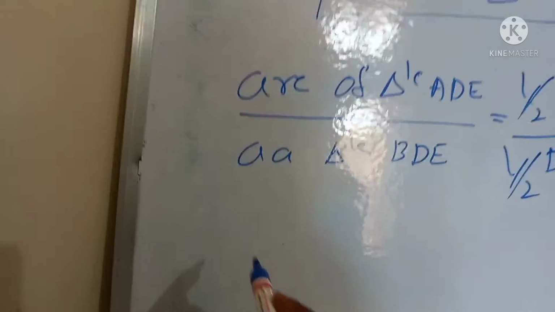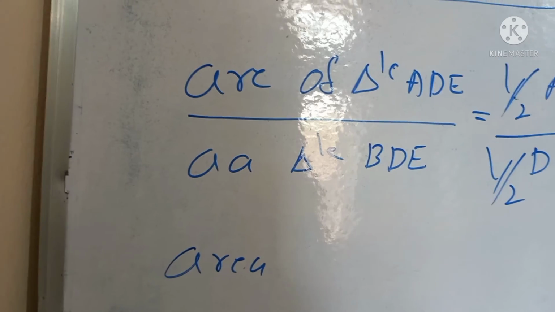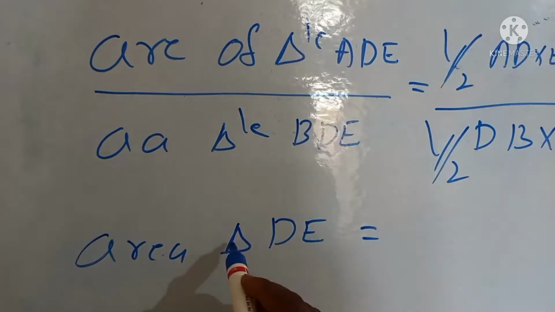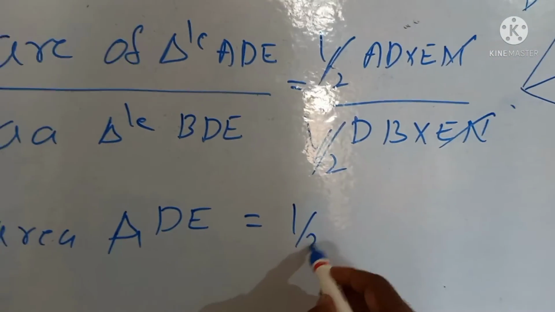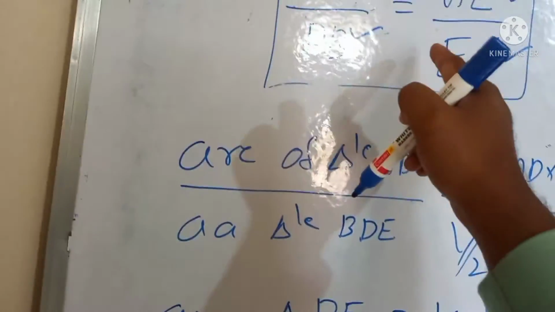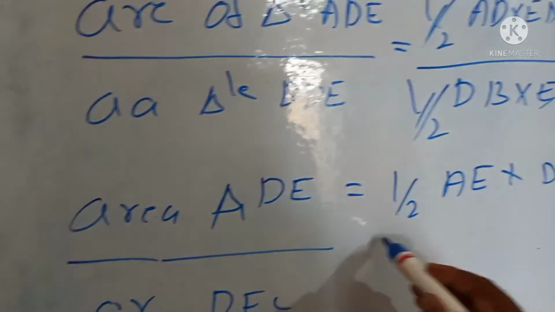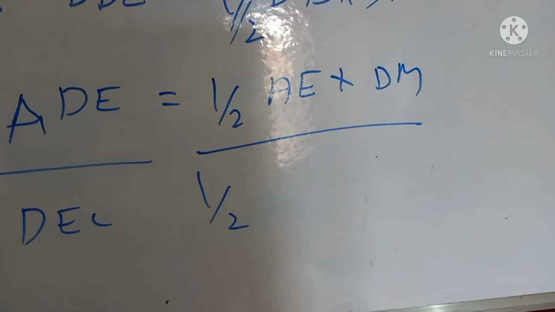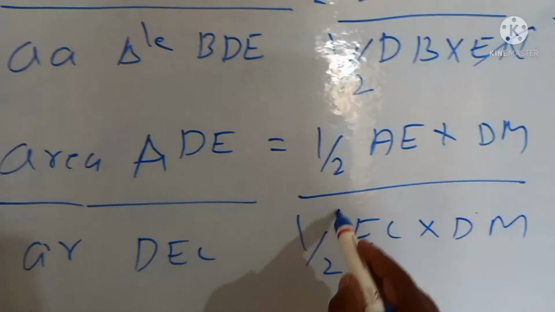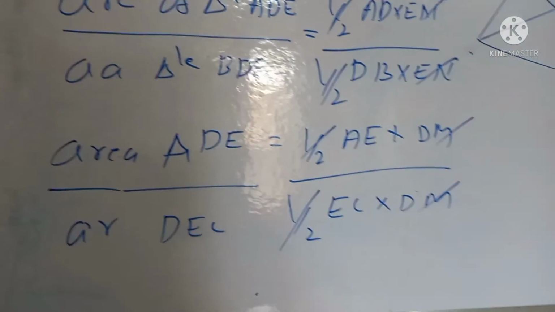Next, area of ADE is equal to half AE into DM, whole divided by area of DEC, equal to half EC into DM. Again half gets cancelled, DM gets cancelled, so AD by DB is equal to AE by AC.